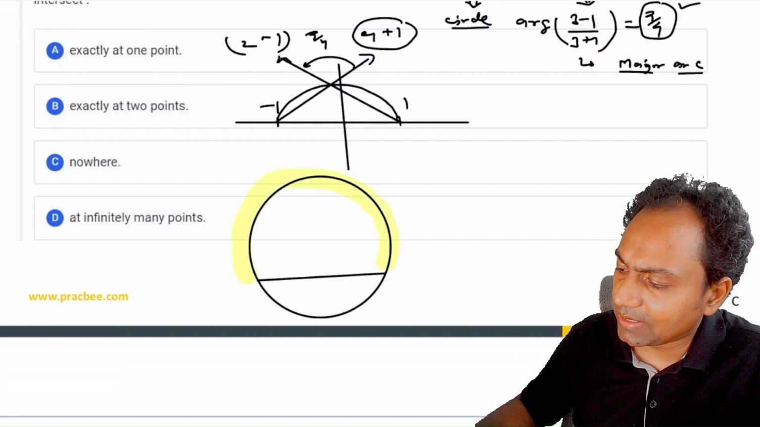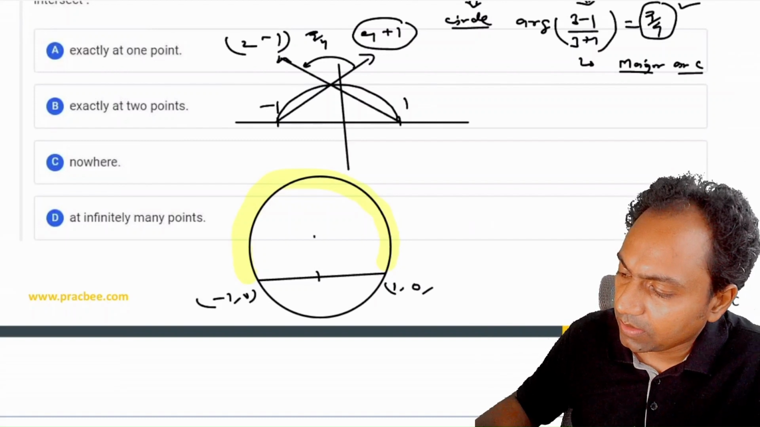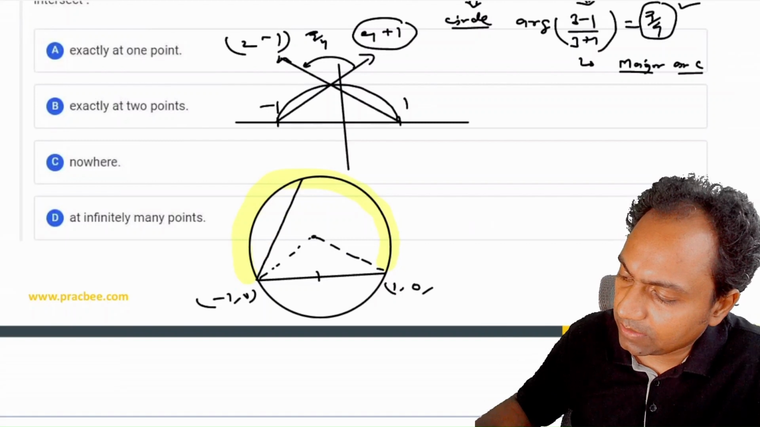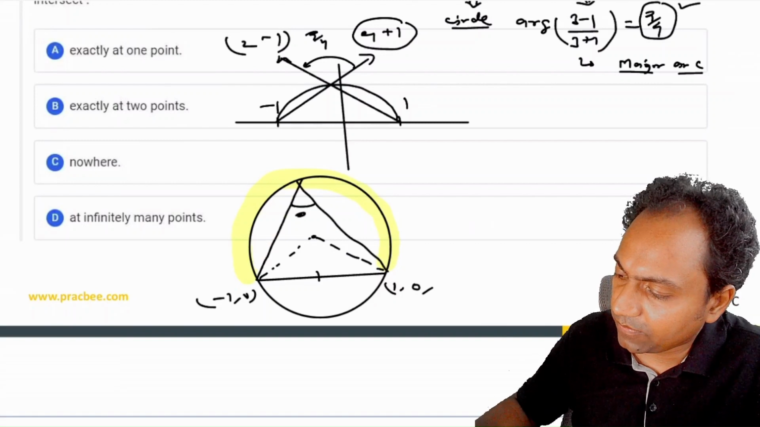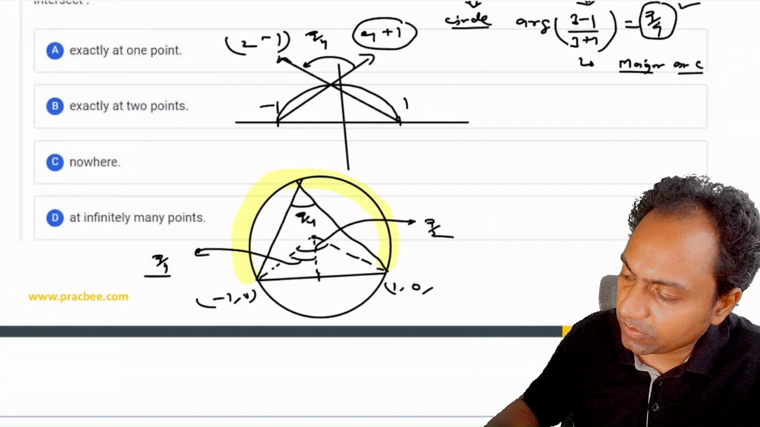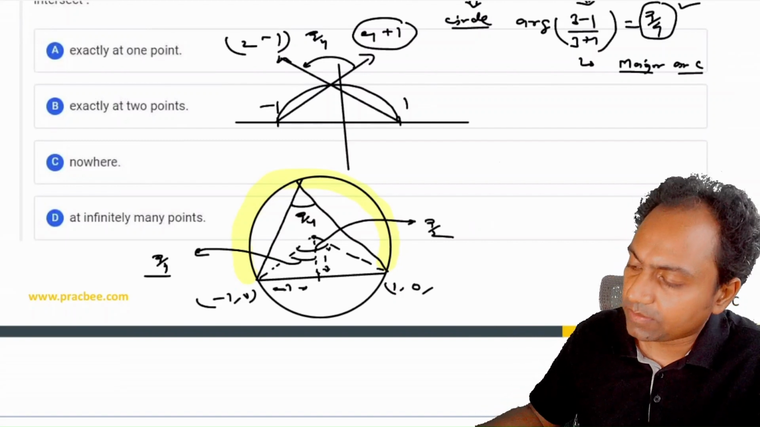And now you can see that this point is minus 1, 0, this point is 1, 0. So the center of the circle, if I try and find, if this angle on the arc is nothing but pi by 4, this angle at the center would be nothing but pi by 2. If I drop a perpendicular from here, half of this will become again pi by 4. Now this is 1 from here to here. Since this angle is pi by 4, this will also become 1.